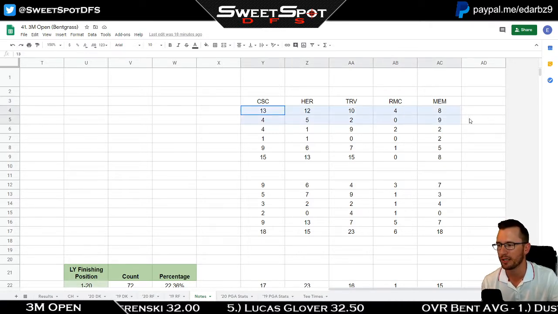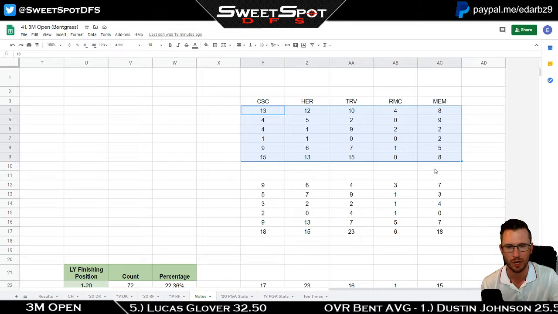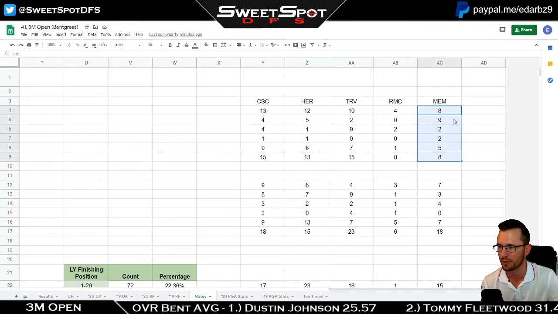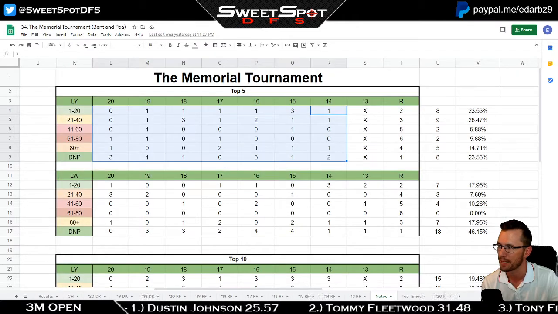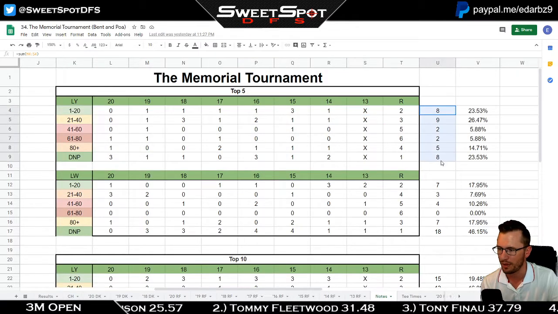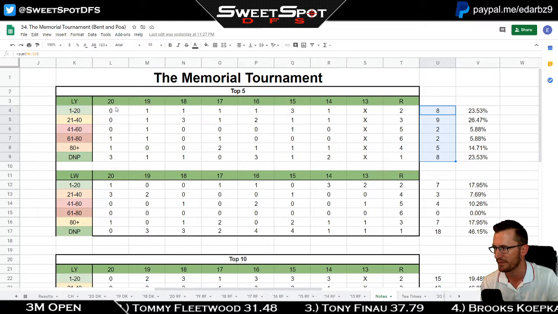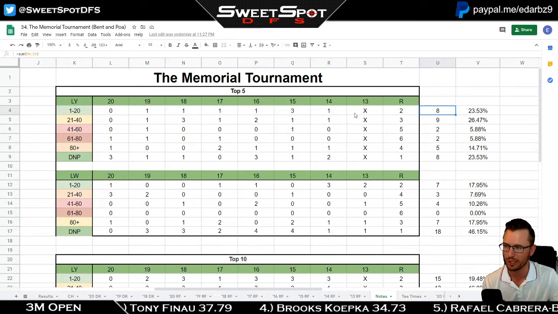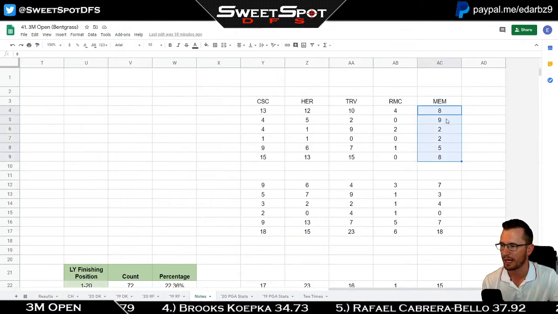But as you can see, these numbers are pretty large. That is a cumulative number based off of the tournament. And just to prove that point, this is the Memorial. I have the Memorial up. That is this number here, which is obviously the sum of all of these numbers within here. So that would equal 8. And I have that right here.